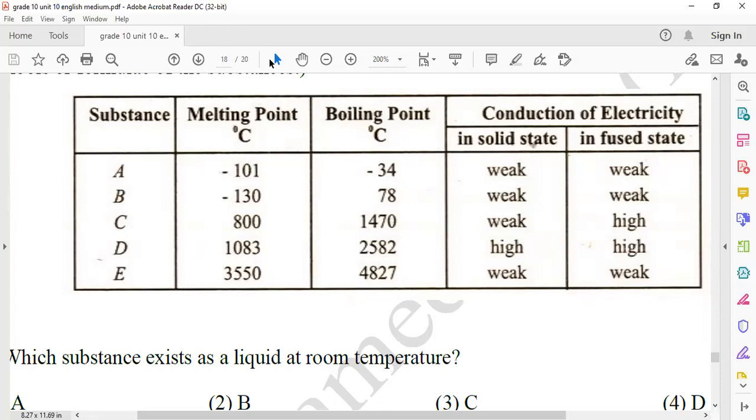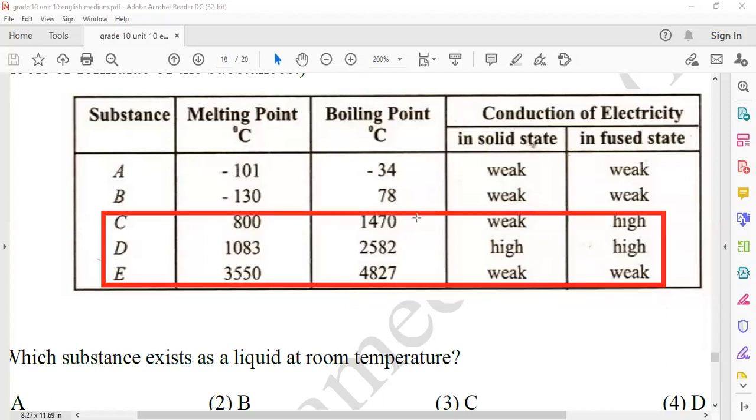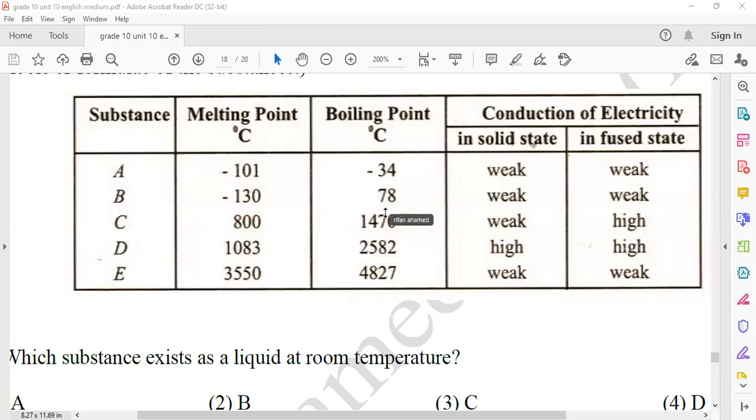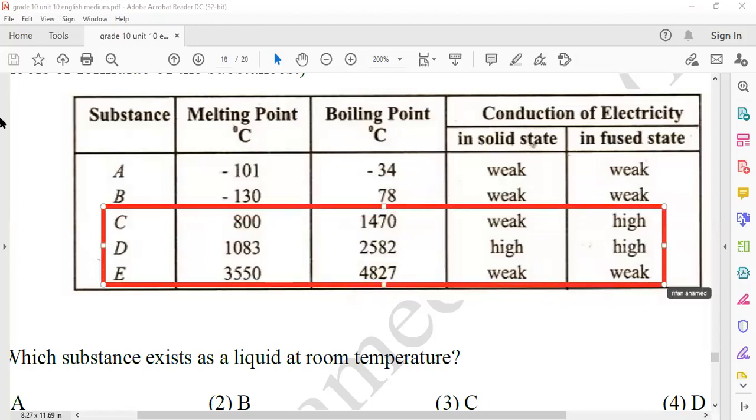When you look at the electric conducting ability of C, D and E, it will tell you which one is the ionic compound. D? Is it D? Yes. In D, an ionic compound is conducting electricity highly in the solid state. Is that a matching idea?